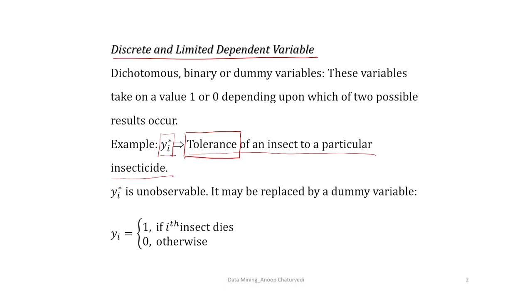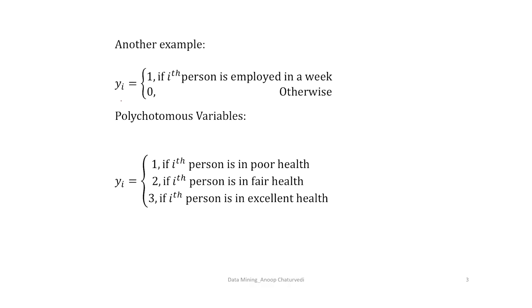At the most, what you can measure? Whether for a particular amount or a particular dose of insecticide, the insect survives or it dies. So, what we do? We replace yi star, which is unobservable, by a dummy variable yi, which takes value 1 if the ith insect dies and 0 otherwise, that is if the ith insect survives. Another example is, suppose yi is a variable which takes value 1 if the ith person is employed in a particular week and 0 if he is not employed.